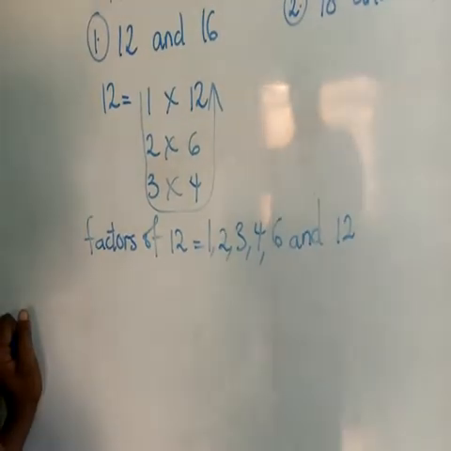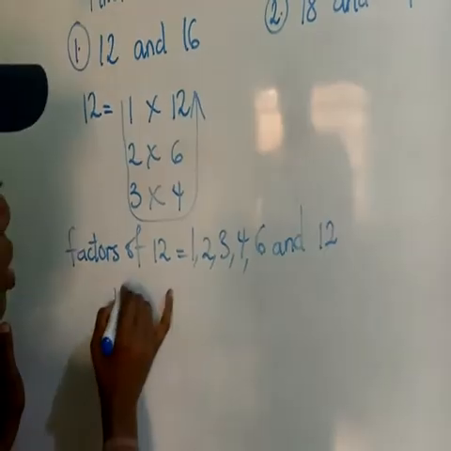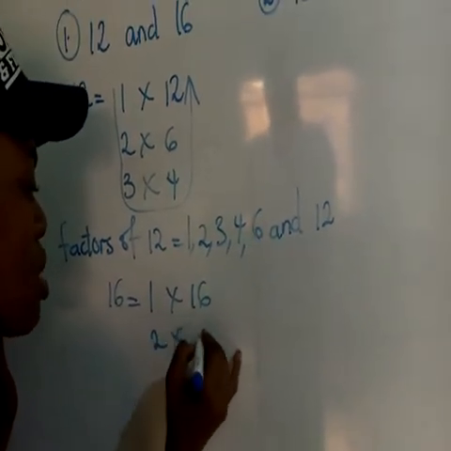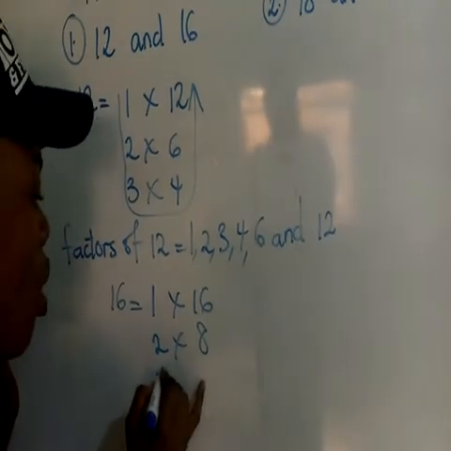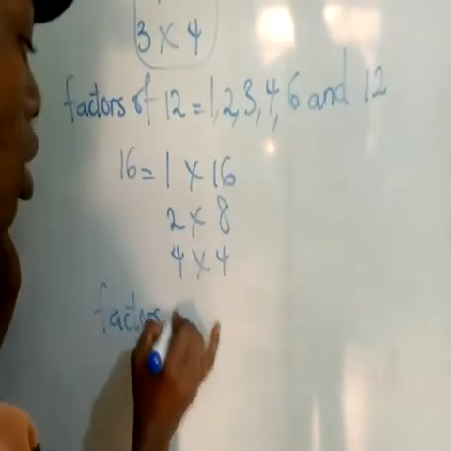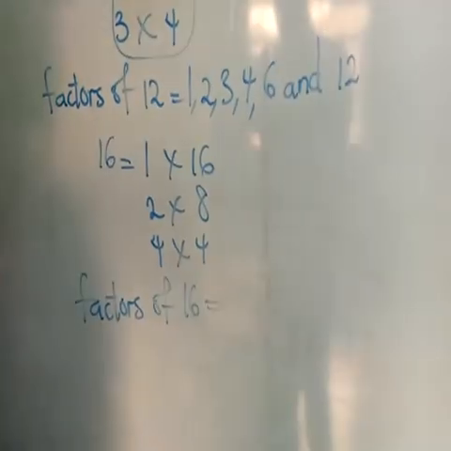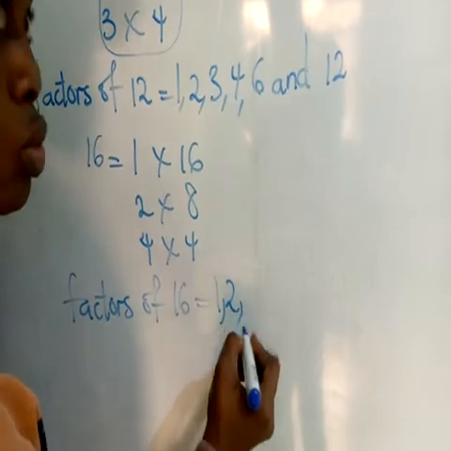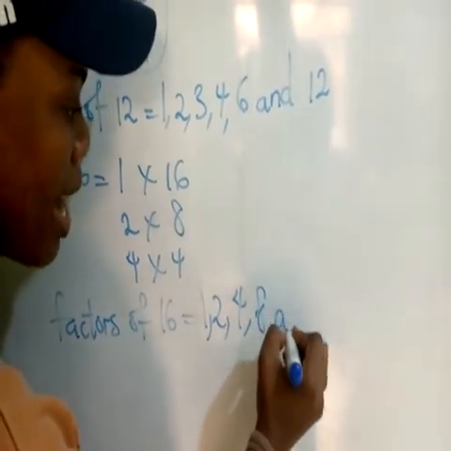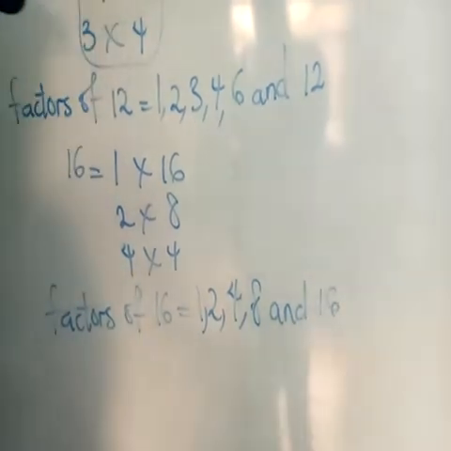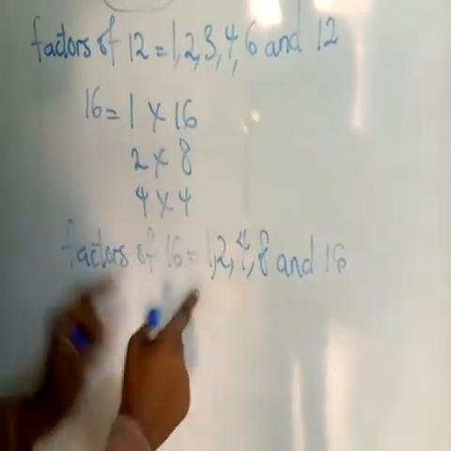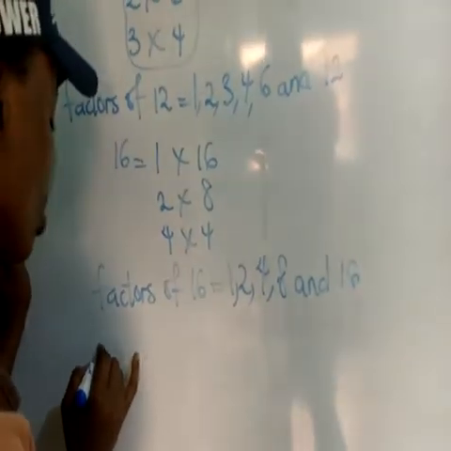Now we're going to look for the factors of 16. The same way we did this one. 1 times 16, 2 times 8, then 4 times 4. The factors of 16 equal 1, 2, 4, 8, and 16. Now, what are we going to do? We're going to look for the common factors between the two numbers.